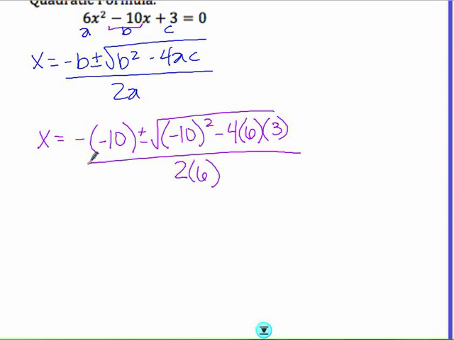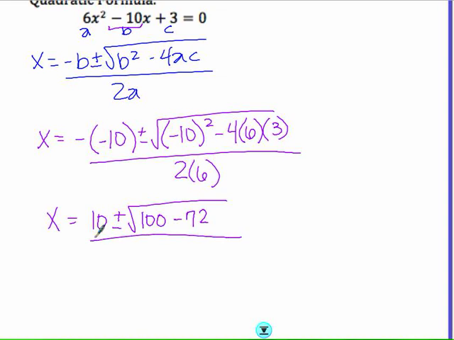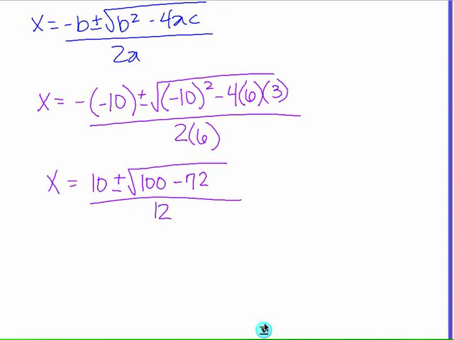So negative and negative, those cancel out. So really we've got x equals 10 plus or minus square root of 10. Negative 10 squared is 100. Negative 4 times 6 times 3 is going to give me a negative 72, all divided by 12. 100 minus 72 is going to leave me with 28. So I've got x equals 10 plus or minus square root of 28, all divided by 12.